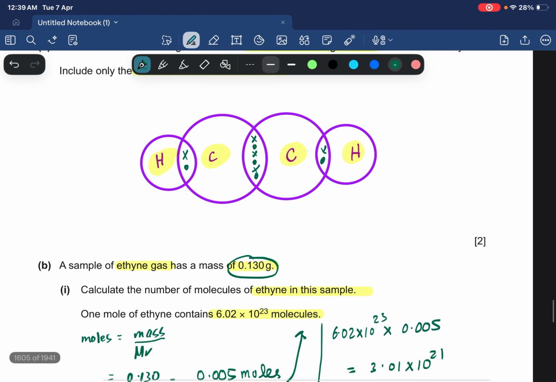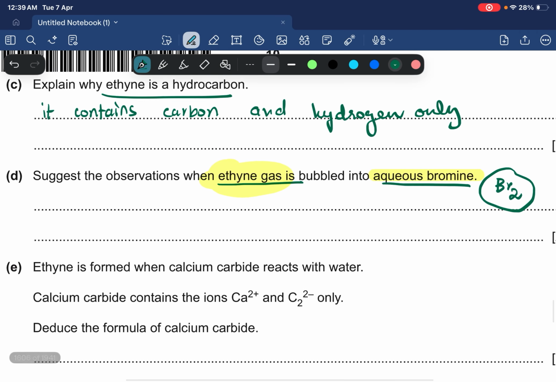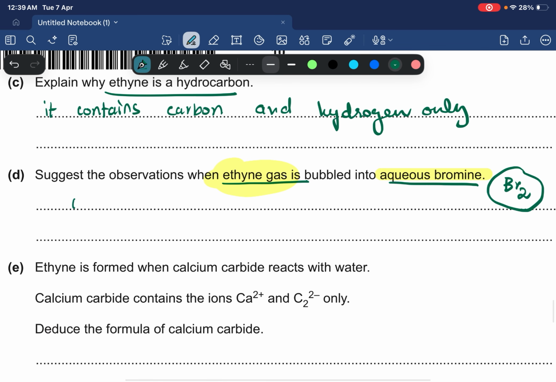So bromine initially in color is orange. So the initial color is going to be orange, but after we add it, it's going to turn colorless after all the bromine has reacted with ethyne to saturate it. Okay, so orange to colorless is going to be your color change.